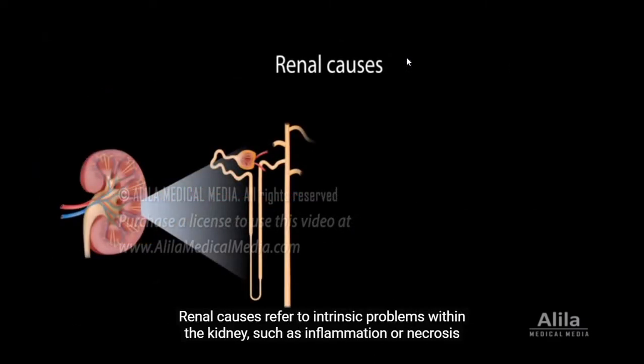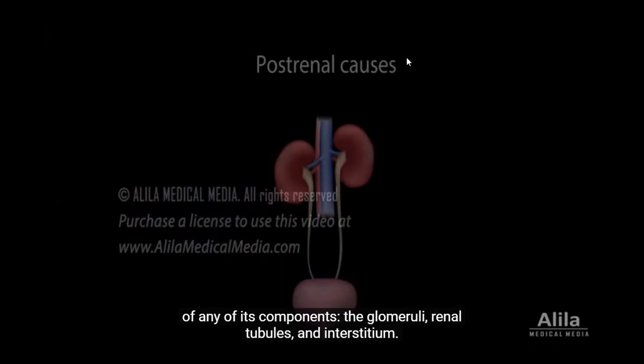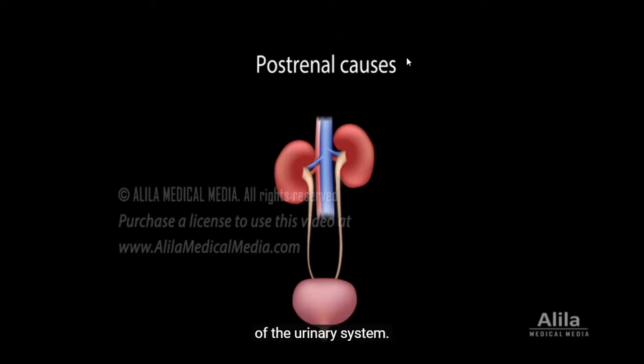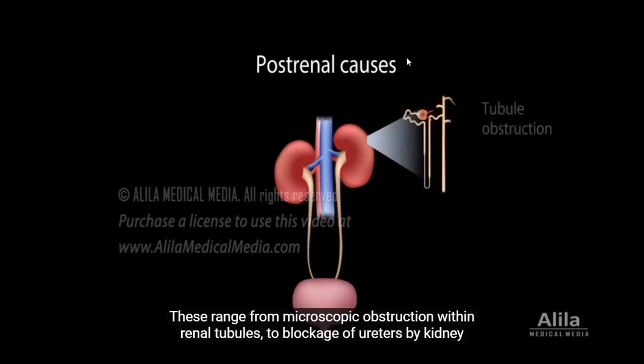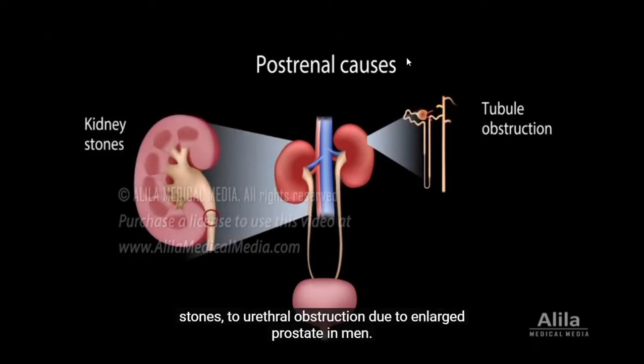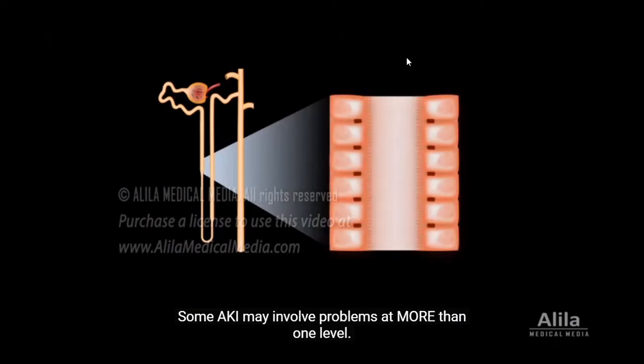Renal causes refer to intrinsic problems within the kidney, such as inflammation or necrosis of any of its components, the glomeruli, renal tubules, and interstitium. Post-renal causes include various types of obstruction in the storage or voiding parts of the urinary system. These range from microscopic obstruction within renal tubules to blockage of ureters by kidney stones, to urethral obstruction due to enlarged prostate in men. Some AKI may involve problems at more than one level.